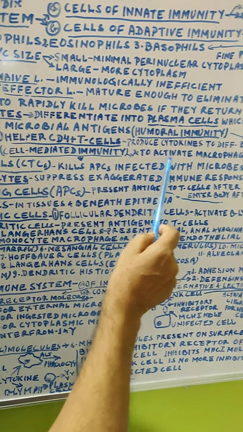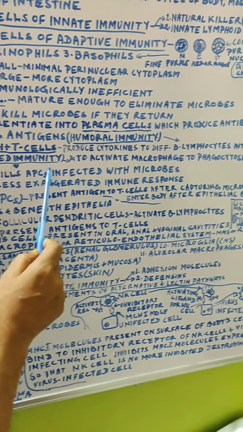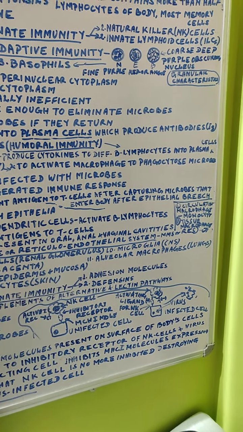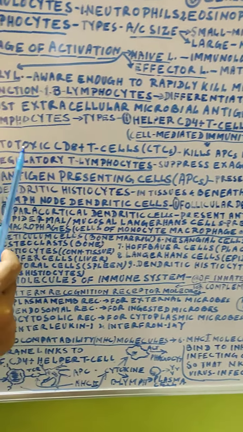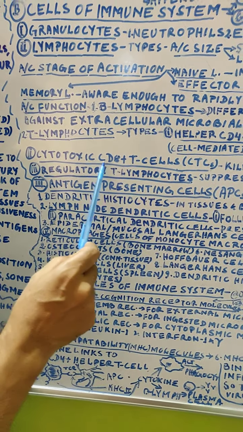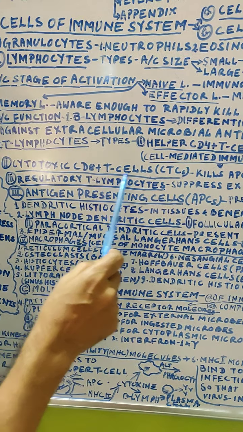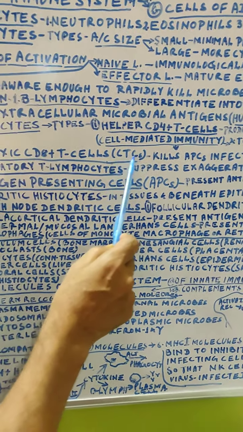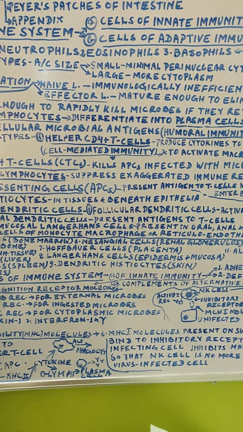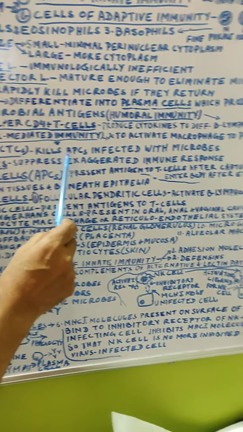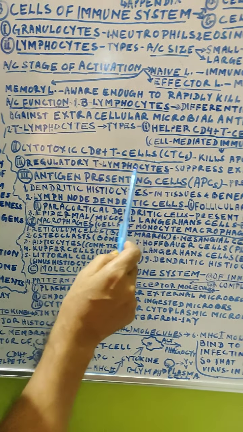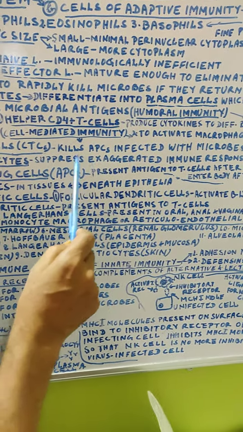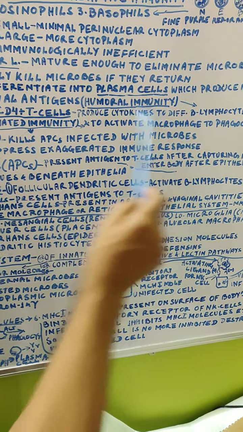The second category is cell-mediated immunity, while the previous one is humoral immunity. The second functional type of T lymphocyte is the cytotoxic CD8 positive T lymphocyte, also known as CTL, cytotoxic T lymphocyte. It kills the antigen presenting cells infected with microbes. Next is the regulatory T lymphocytes. Their function is to suppress exaggerated immune response.